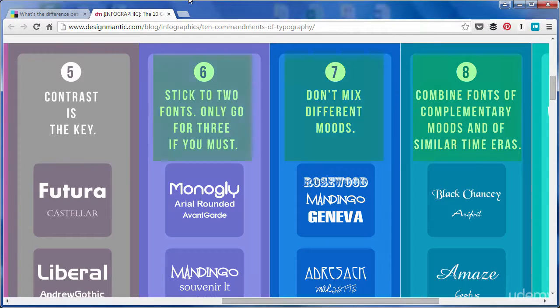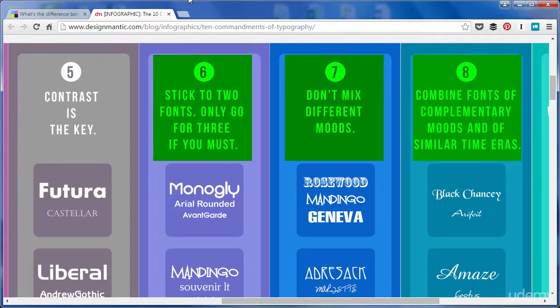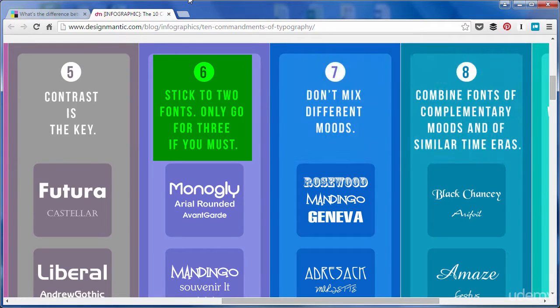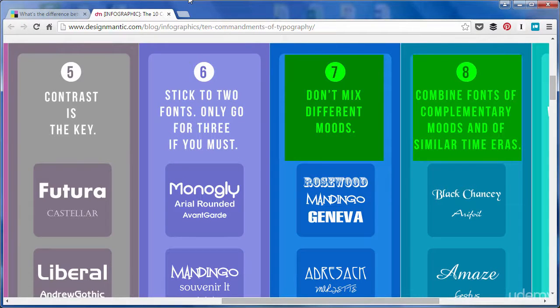Rules 6, 7 and 8 are reminders for not going overboard while designing. Avoid using more than 2 fonts at one place. Go for the third font only if it is a must. Now look at rules 7 and 8. They caution you against using fonts that clearly do not match with each other.